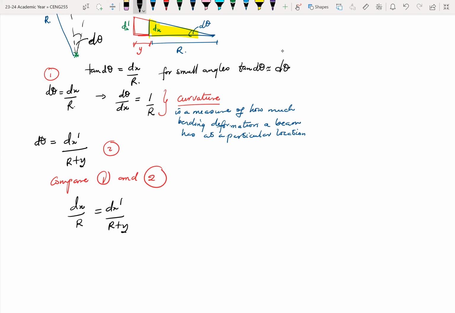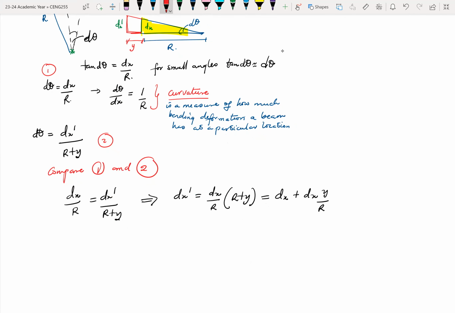So here I want to make dx prime the subject. That would imply that my dx prime will be equal to dx over r into brackets r plus y, which when expanded is the same as dx plus dx y over r. We'll come back to this. So let me call this equation 3. Come back to equation 3.